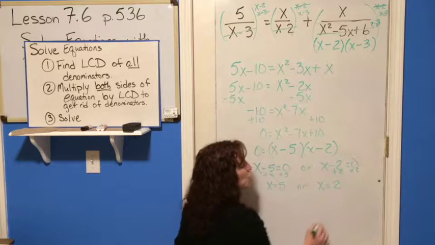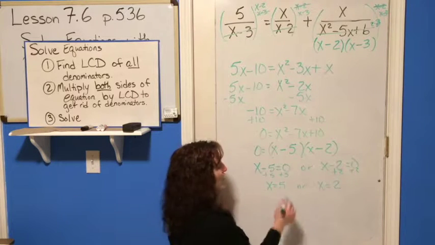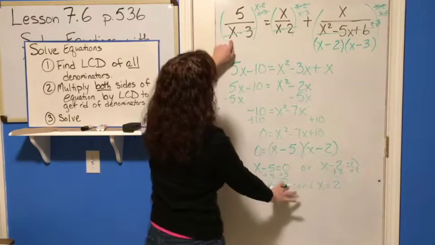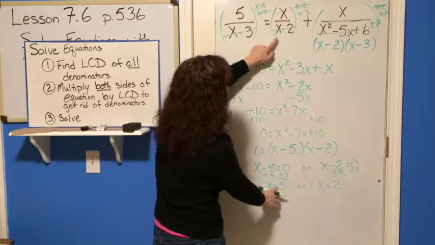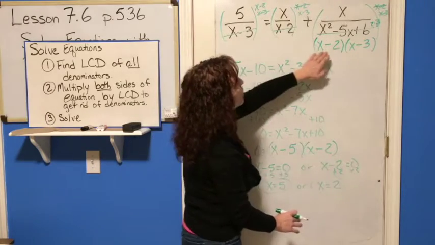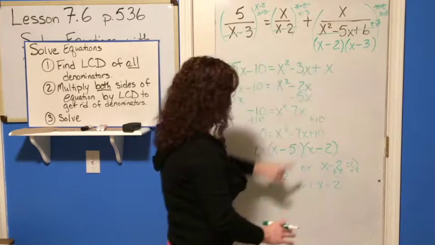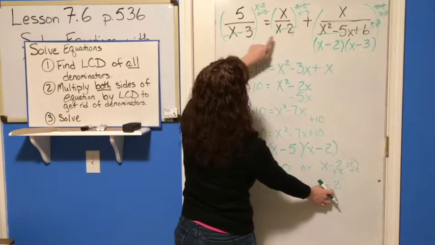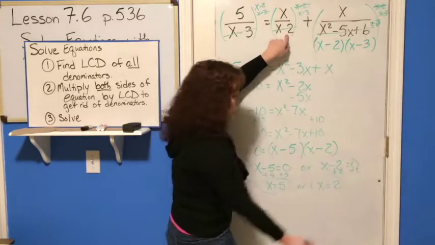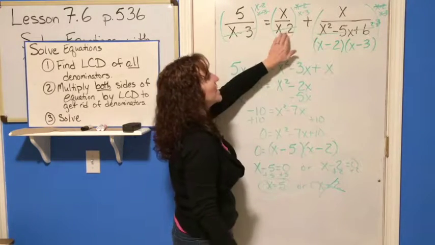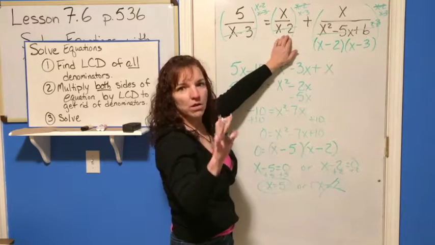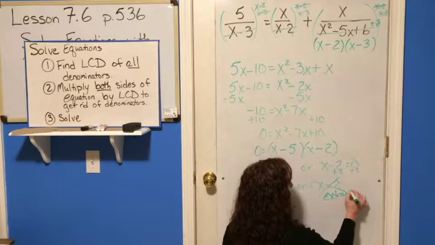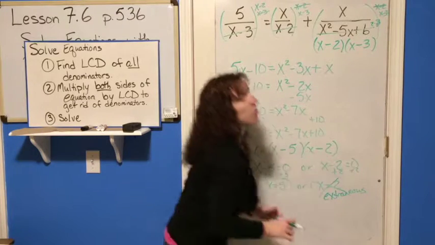x equals 2. Now, you can't be done quite yet. Remember, you've got to check. So 5 minus 3 is 2. That's fine. 5 minus 2 is 3. That's fine. And we already checked both of those factors. So the 5 is one of our solutions. 2 minus 3 is negative 1. That's fine. 2 minus 2 is 0. So 2 cannot work because it gives me a denominator of 0, and you cannot divide by 0. So 2 is extraneous. And 5 is my only solution.